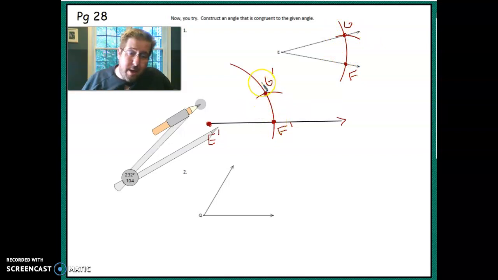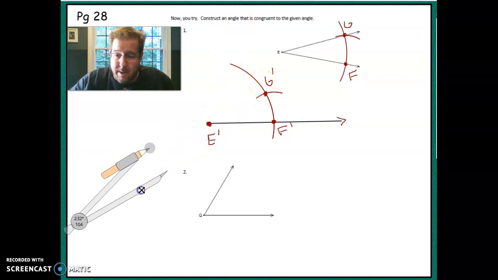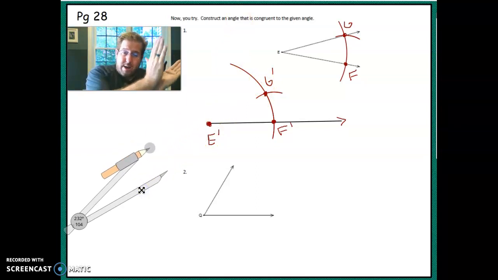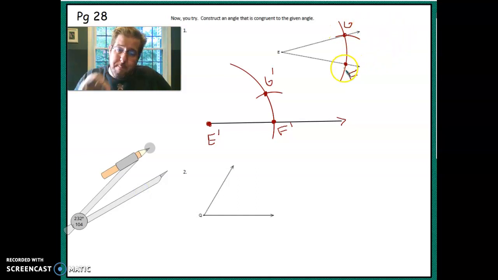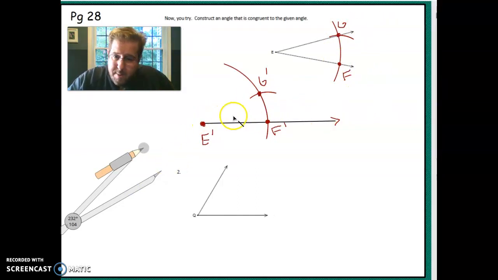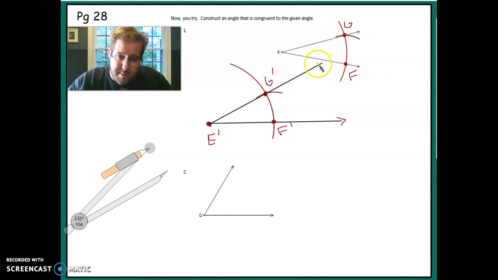So we know the angle is the exact same amount. And that's what an angle is. It's about the direction of the rays. I know we're measuring this distance, but it's really about the direction. And then I'm going to connect using my straight edge, my vertex going through G. And there's my angle. Last thing I need to do is label the fact that these two angles are congruent.